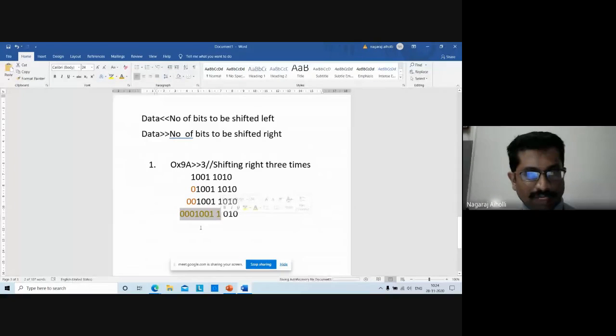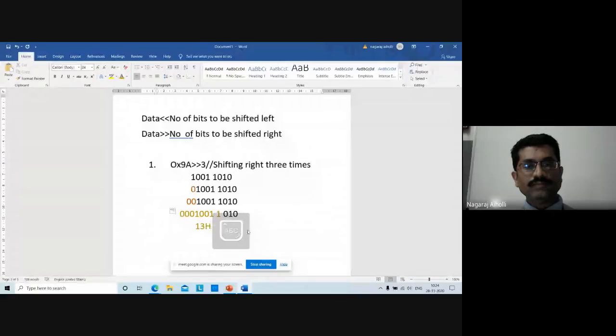So what is the value then? 0001 is 1. Then 0011 is 3. So it is 13 hex.